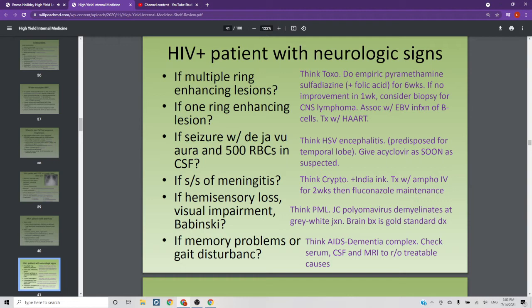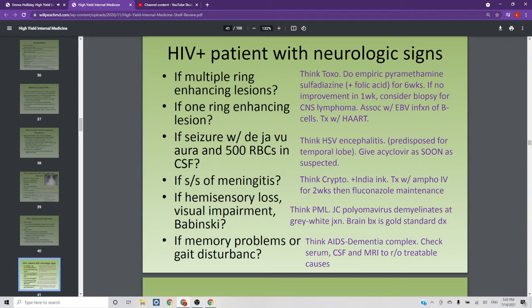If that one lesion is still there, we're thinking maybe it's CNS lymphoma, and you might consider a biopsy. So really multiple versus single helps you see whether infection or cancer is more likely, but in real life and on the test, you treat them both the same. You treat them with antibiotics and see if it helps.